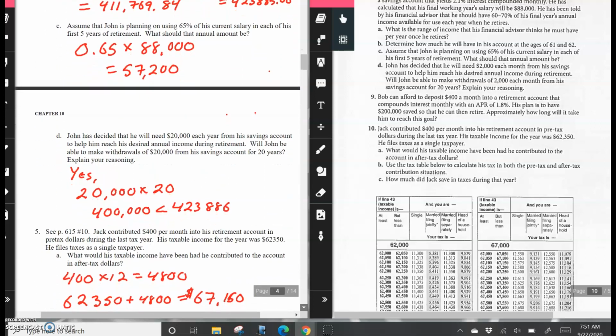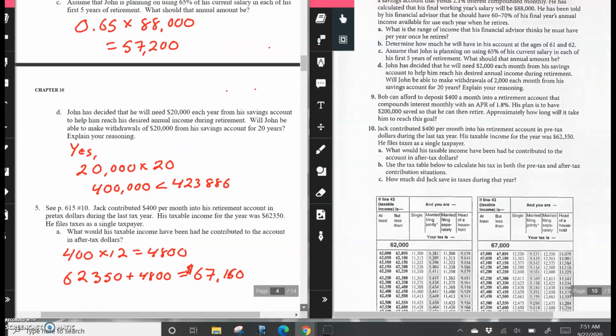John has decided that he will need $20,000 each year from his savings account to help him reach his desired annual income. Will John be able to make withdrawals of $20,000 from his savings account for 20 years? Explain your reasoning. So $20,000 times 20 years gives you $400,000. After his second year of retirement, if you remember from above, he had $423,886. So clearly, $400,000 is less than $423,886. So he has enough to withdraw $20,000 for 20 years.